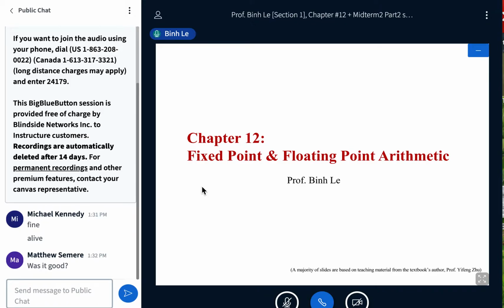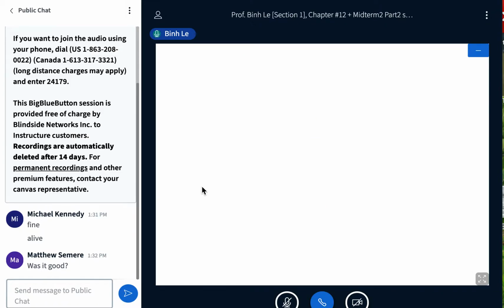For real numbers, the two popular representations are fixed point number and floating point number. Of course, there are pros and cons to using either of them. Let me go to the second slide and I can tell you about the pros and cons.